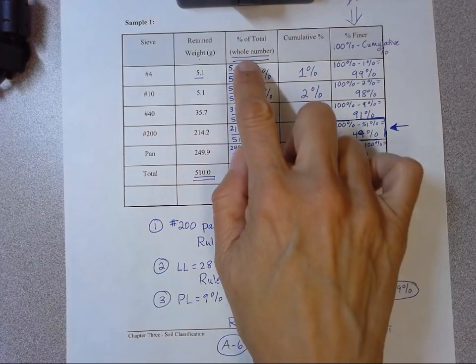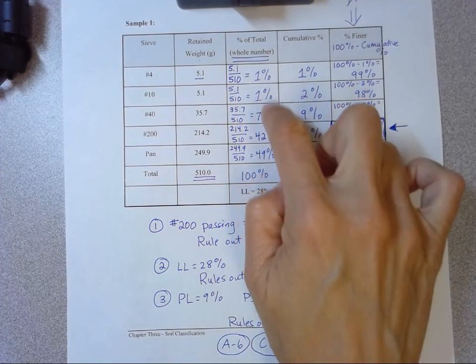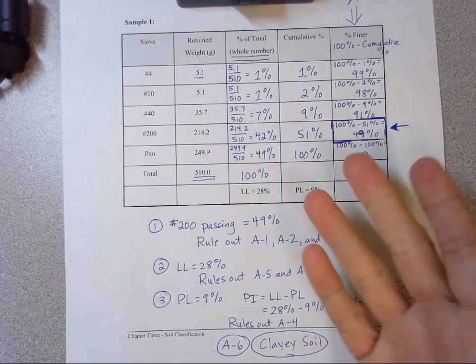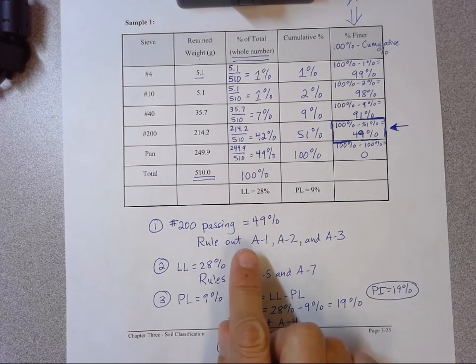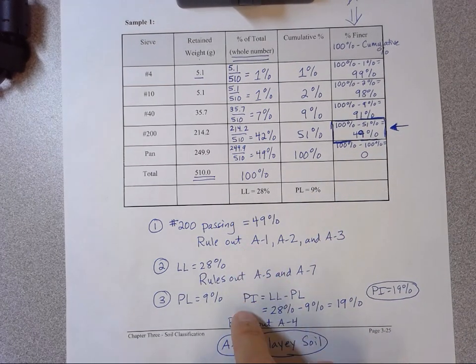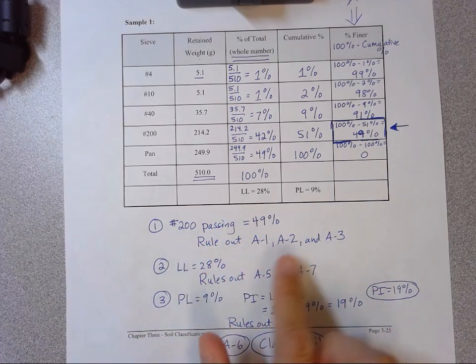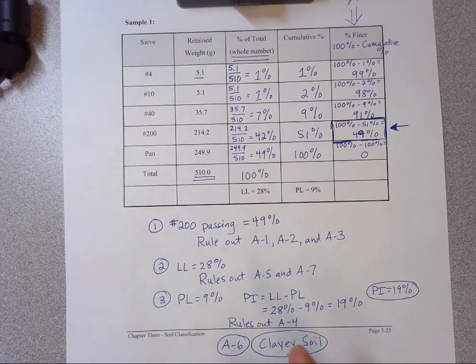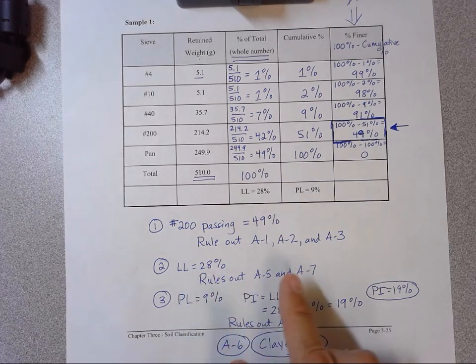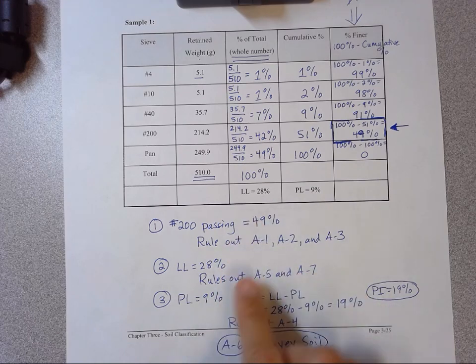You don't have to show me all of these calculations to get your percents. You can if you want to, but when you're picking your soil classification using the AASHTO, it's a good idea to list these steps about what you're ruling out, because it is easy to mix up liquid limit and plastic limit or read the chart a little bit incorrectly. And this kind of gives me some sense of what you were doing and what you were thinking.